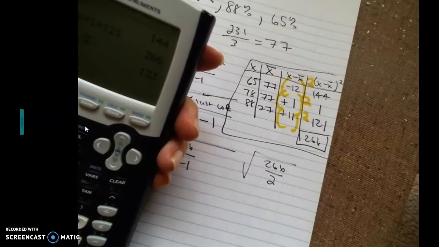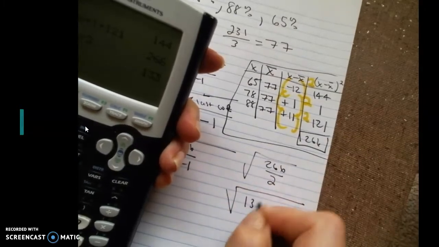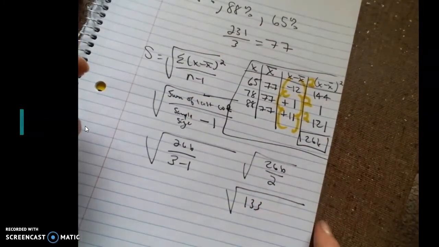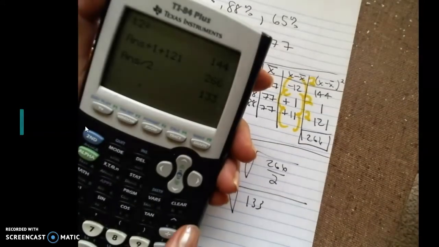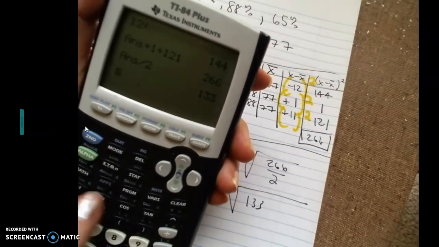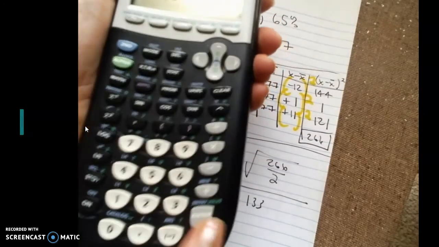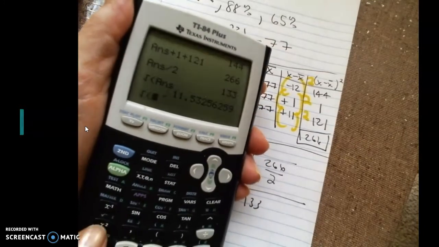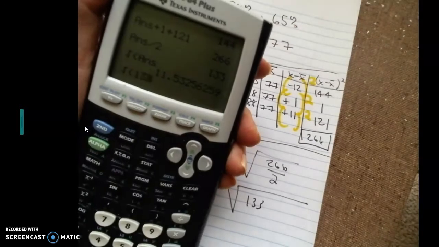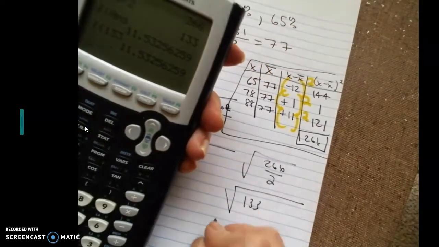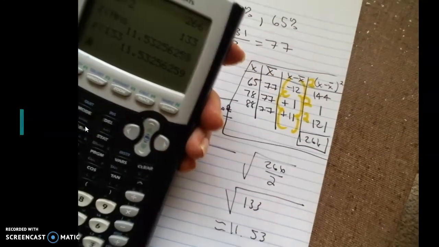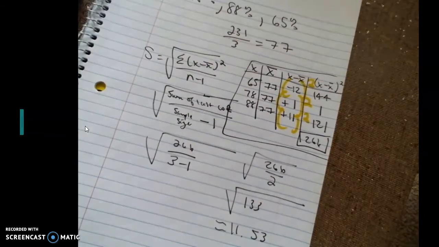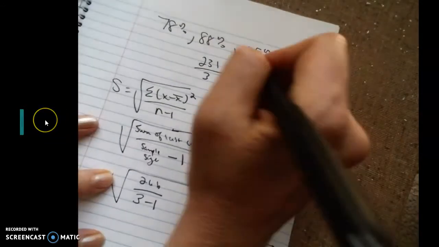If you want to divide that first, you can. Just don't round it. If it's an ugly decimal, write all of it. All right, so I'm going to take the square root of that. You could do second, square root, second answer, or you could just hit second and get the square root sign and then type in the 133. Either way, I get about 11.53 as my standard deviation.